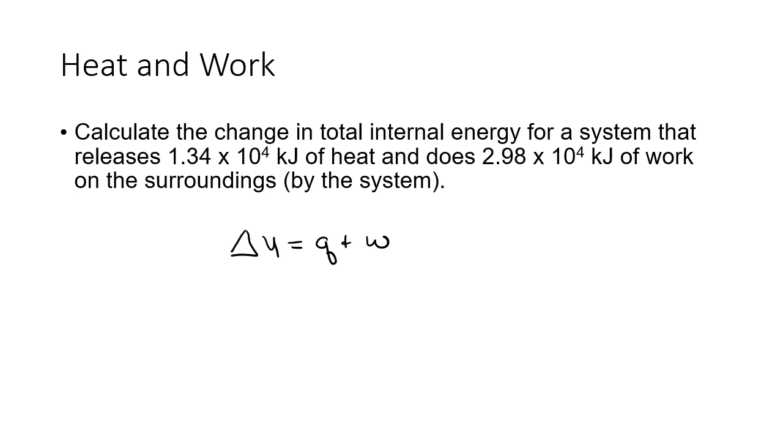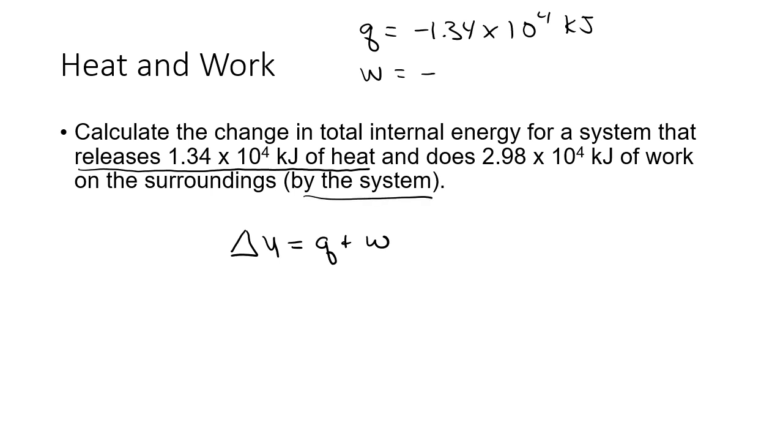For example, it says that it releases 1.34 times 10 to the 4th kilojoules of heat. And so anytime that heat is released, that is going to be a negative value. For the work, it says that the system does 2.98 times 10 to the 4th kilojoules of work on the surroundings by the system. And so when work is done by the system, that is also a negative value for work. So it would be negative 2.98 times 10 to the 4th kilojoules.